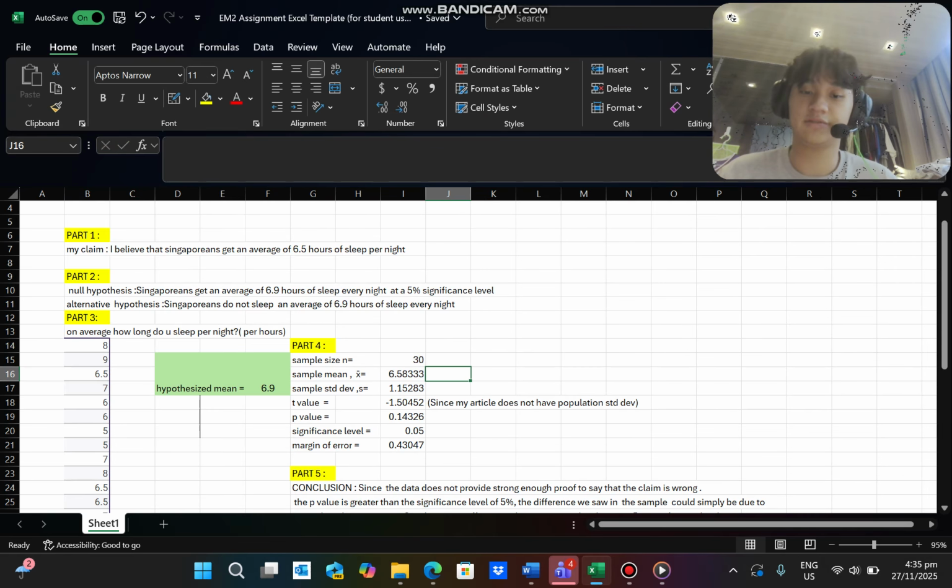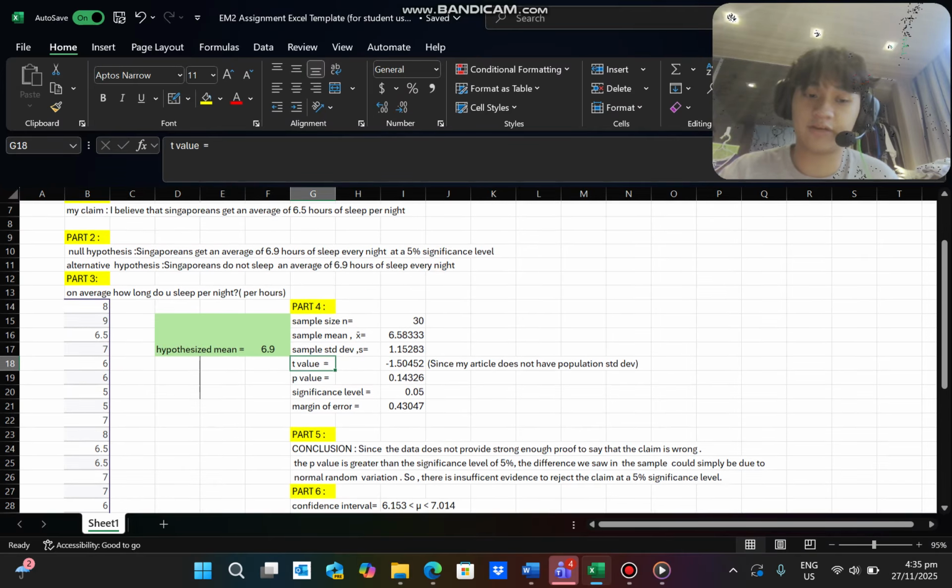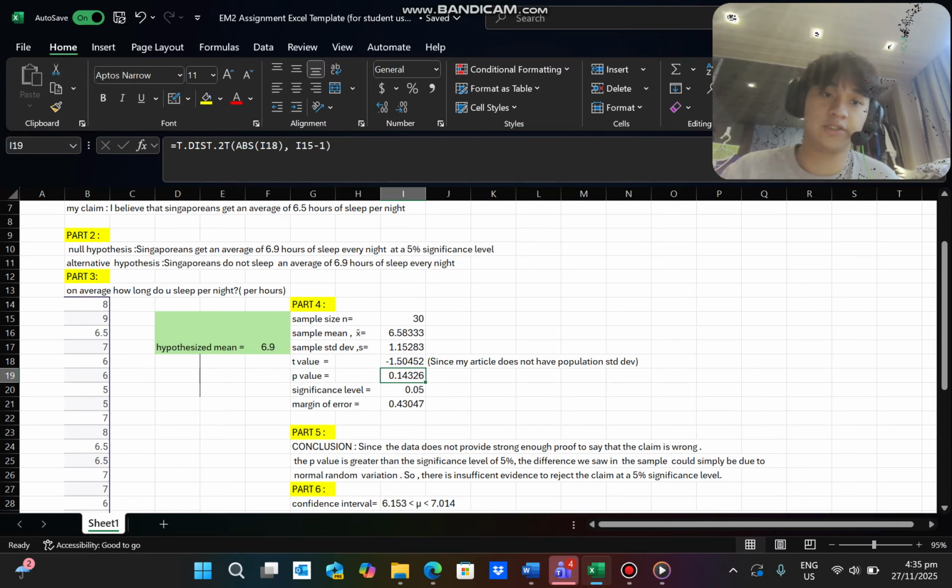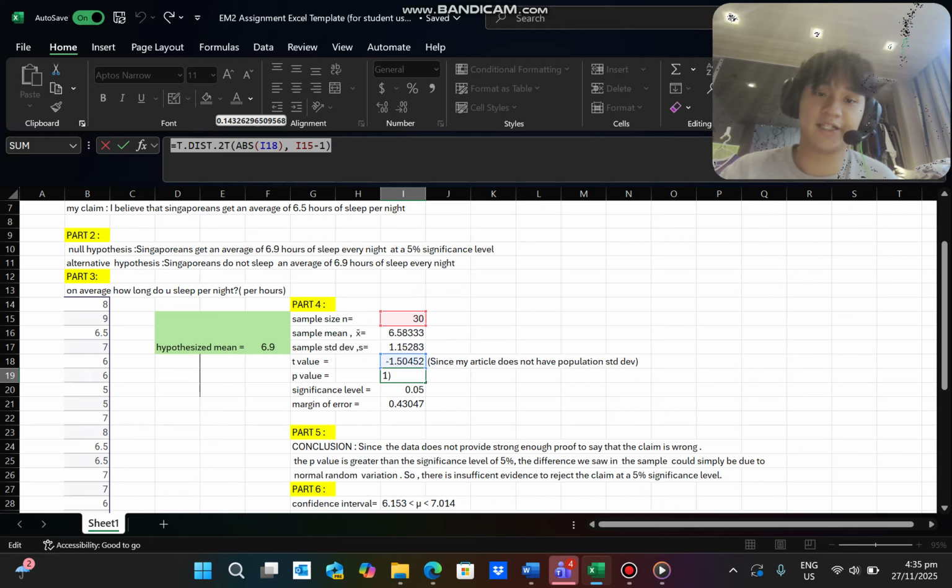Using this t-value, I decided to do the t-test instead of the z-test, since my article does not have the population standard deviation. Using the t-value, I found my p-value, which is this formula, where I-17 is my t-value and I-15 is my n value.